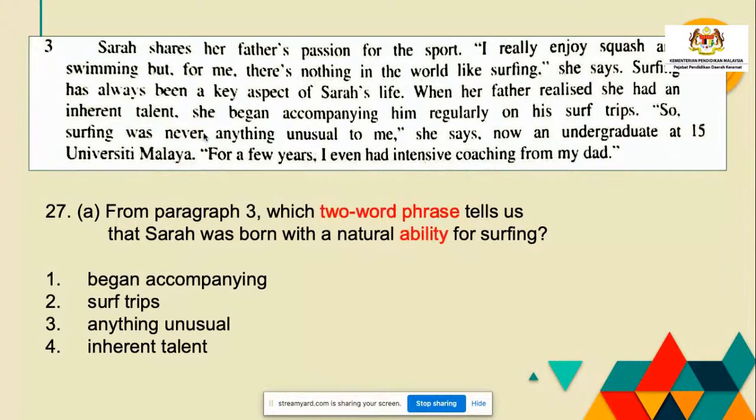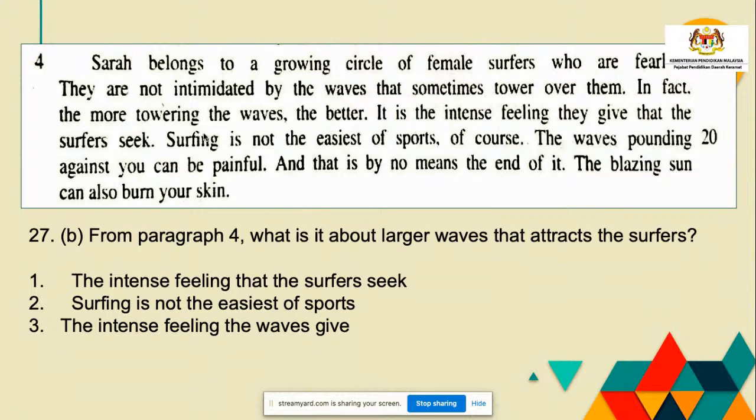Okay? You need to analyze the question. Alright? Okay, number 27B. From paragraph 4, what is it about larger waves that attracts the surfers? So the keyword here is what? Soalan dia tanya, daripada paragraph 4 ni, apa dia? What is it about larger waves? Apa dia tentang ombak yang besar ni yang membuatkan surfers ni tertarik? Kenapa surfers suka dengan ombak besar? What do you think? Okay, so kita tengok.